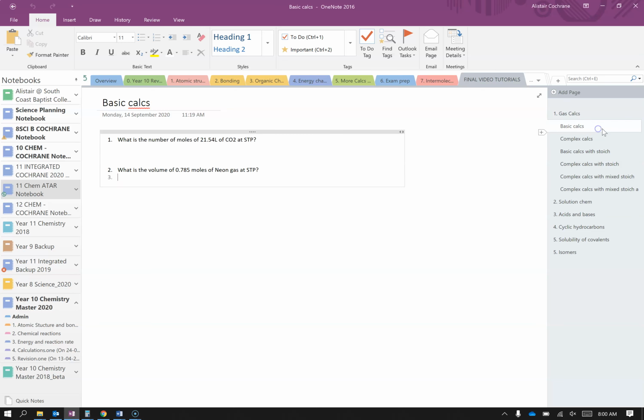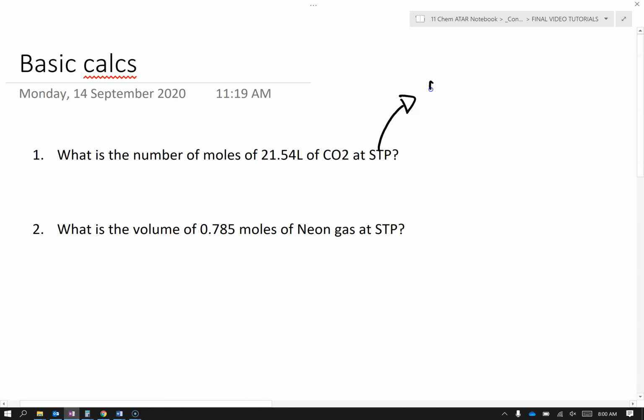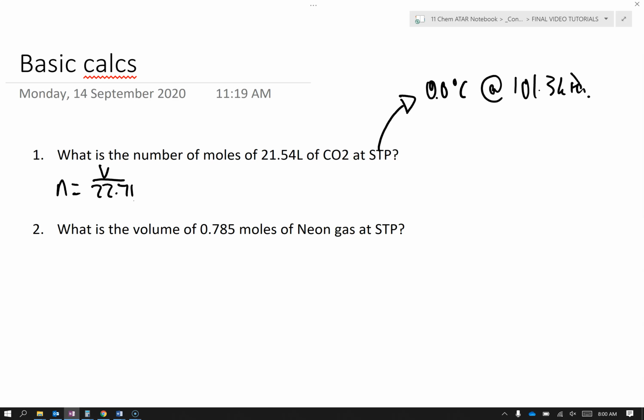So we're going to start at the very beginning with some basic calcs, and these calcs are going to be super simple. First of all, what is the number of moles of 21.54 litres of CO2 at STP? A reminder that STP is 0.0 degrees Celsius and 101.3 kPa. If I open up my data sheet, my formula is n equals V on 22.71, because at standard temperature and pressure, 1 mole of any ideal gas occupies a volume of 22.71 litres.